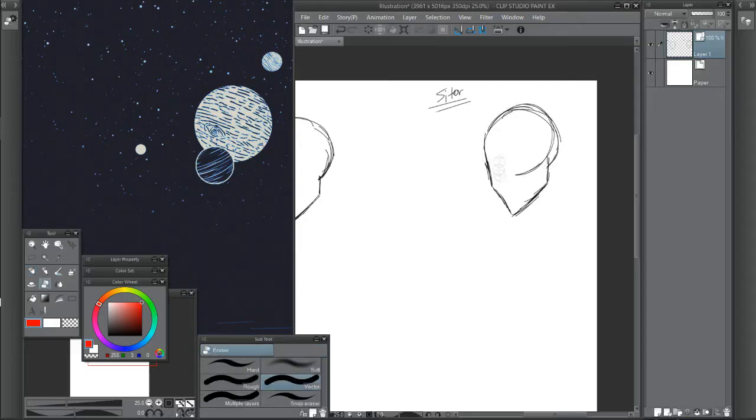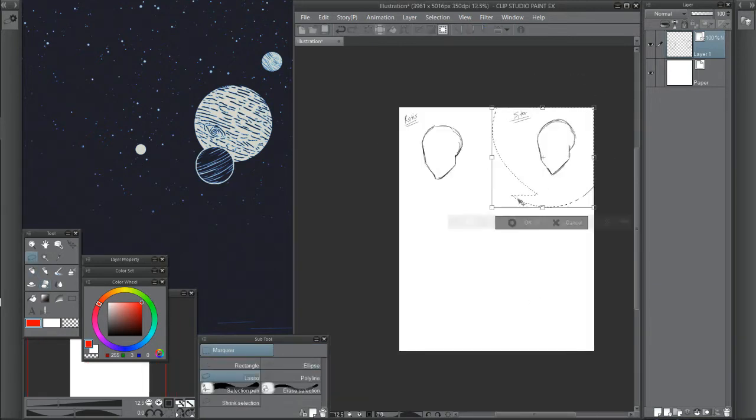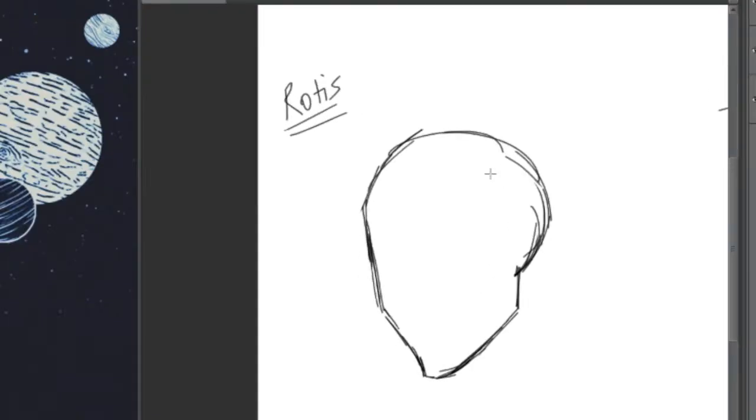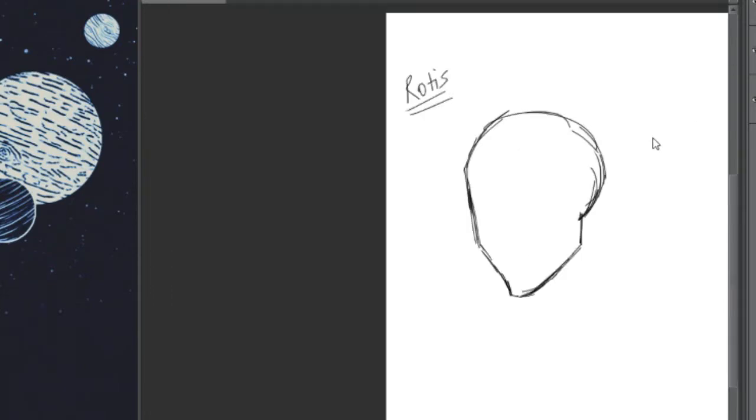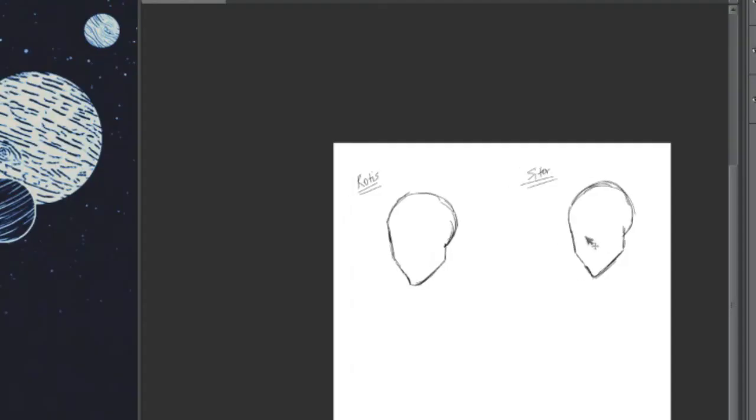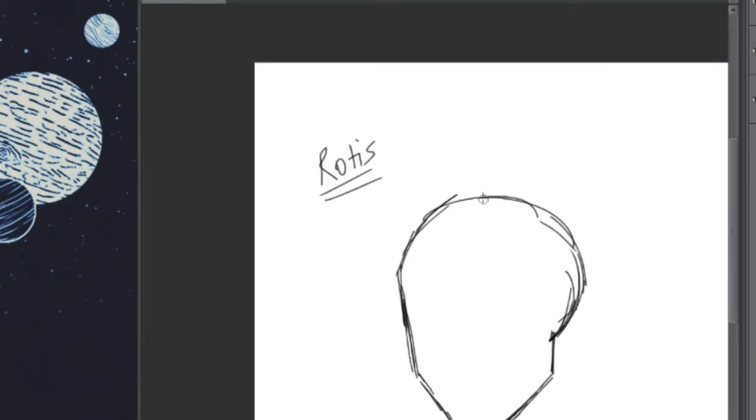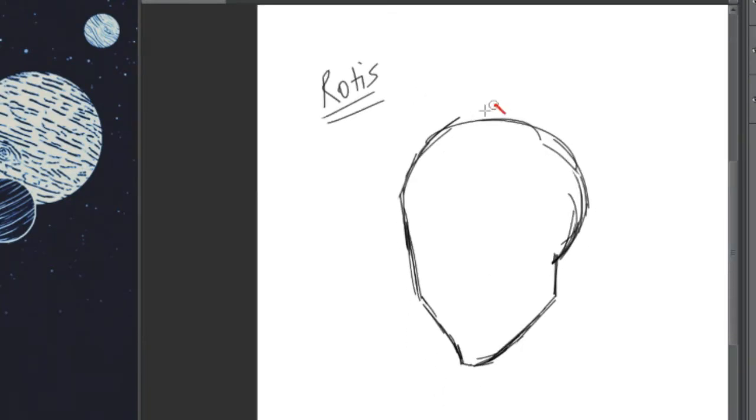Rotis is basically a normal human skeleton skull kind of face shape, while Sitor has a pointy chin, not like those anime boys, but a bit slimmer. I don't know how to explain it. I think it will be easier for artists or people to draw their hair, well, what I think.